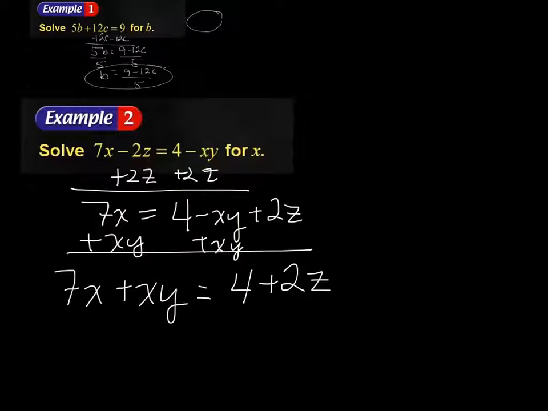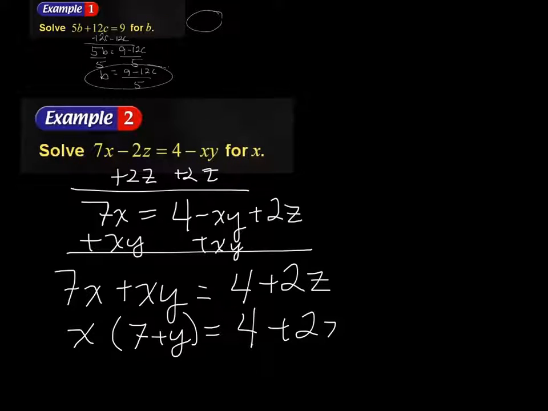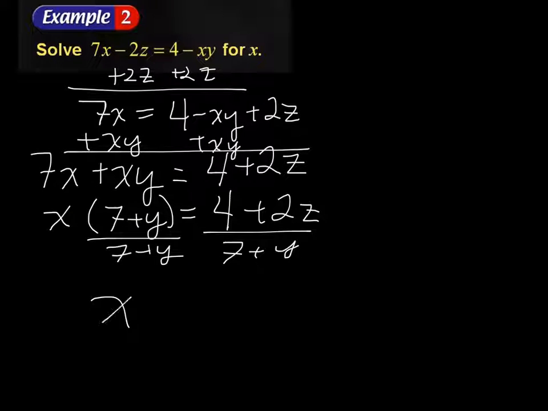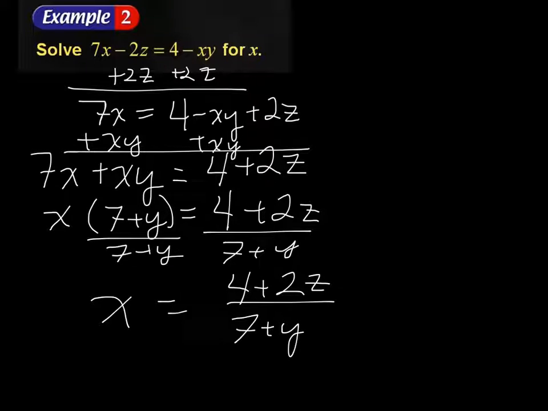Now I'm going to undistribute that x. So I'm taking it out. It's called factoring. But for today, undistribute, it's fine. So now to get x by itself, I'm going to get rid of that multiplying. So I'm going to divide both sides by 7 plus y. So all that I have left is x equals 4 plus 2z divided by 7 plus y. This one might be worth watching a couple times because it's got a lot of steps to it.